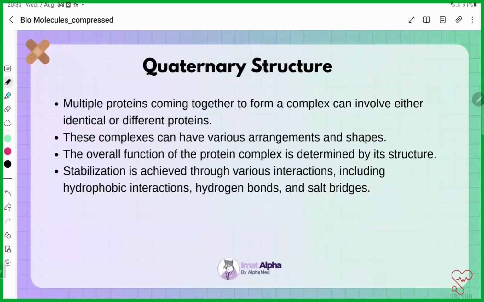Quaternary structure: multiple proteins coming together to form a complex can involve either identical or different proteins. These complexes can have various arrangements and shapes. The overall functional protein complex is determined by structure. Stabilization is achieved through various interactions, including hydrophobic interactions, hydrogen bonds, and salt bridges.